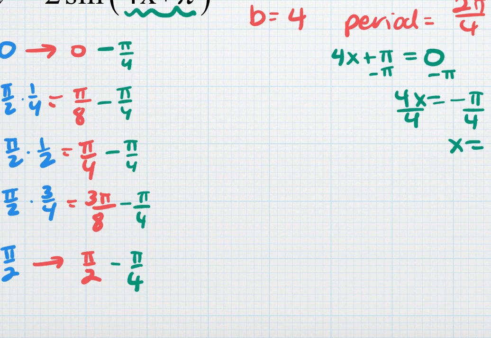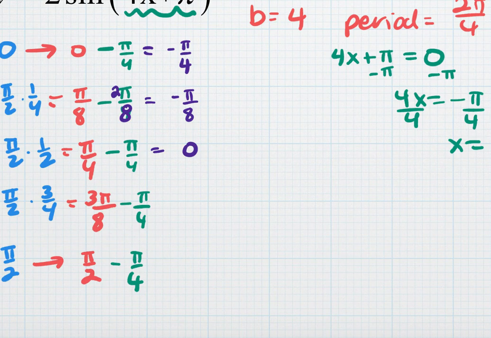So 0 minus pi over 4 is negative pi over 4. Pi over 8 minus pi over 4, I have to find a like denominator. This becomes 2 pi over 8. So pi over 8 minus 2 pi over 8 is negative pi over 8. Pi over 4 minus pi over 4 is 0.